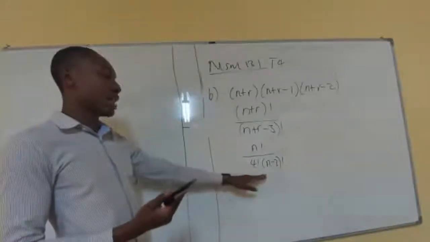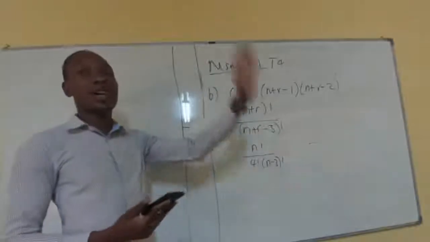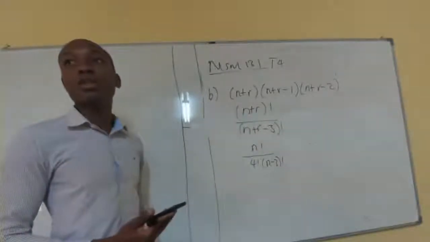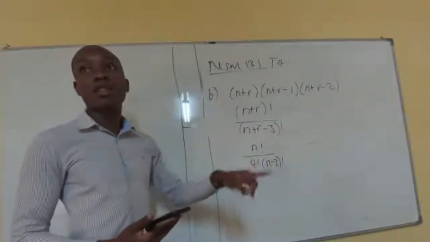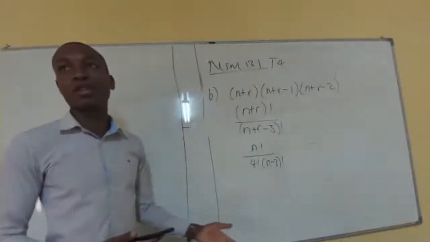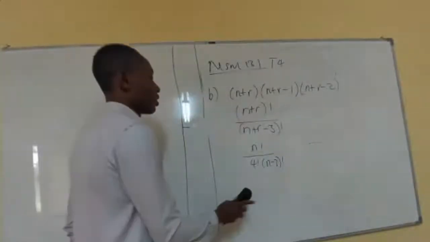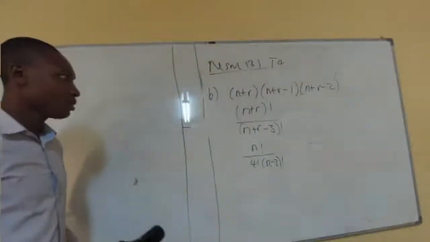If you check, the first one is n, so the first factorial is over the one that follows the last one, which is n minus 2, so the one after n minus 2 is n minus 3. So it's going to be over n minus 3 factorial. Now 4 times 3 times 2 times 1 is just 4 factorial, so this is why I've written it as 4 factorial. This is how you deal with that question.